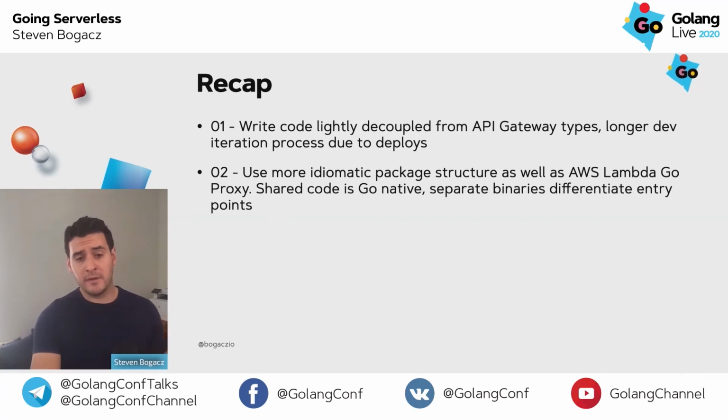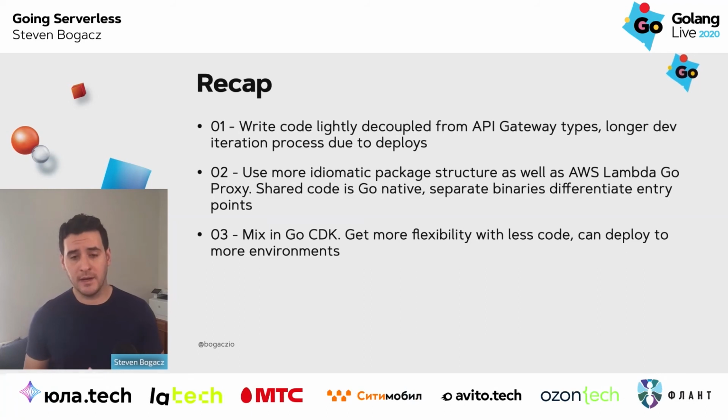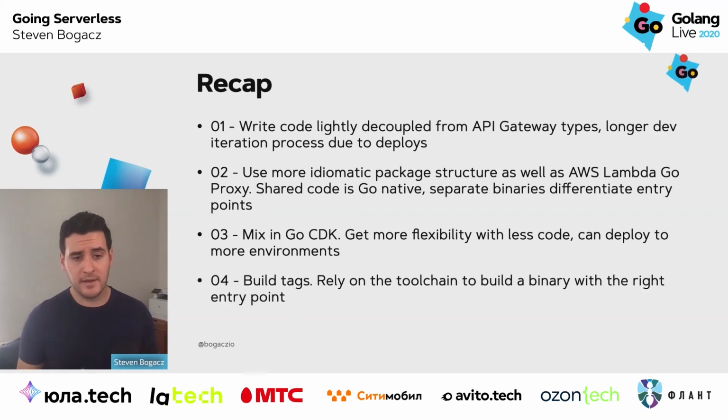And then we used those different CMD targets to compile different binaries. From there, we mixed in the Go Cloud Development Kit, and we got even more flexible, and we got to delete some of our own code that we already had. Basically, we got to delete our own adapters, and that gave us the ability to deploy to even more cloud providers. And finally, we looked at build tags, which take advantage of the native Go toolchain, building different binaries by leveraging tags.